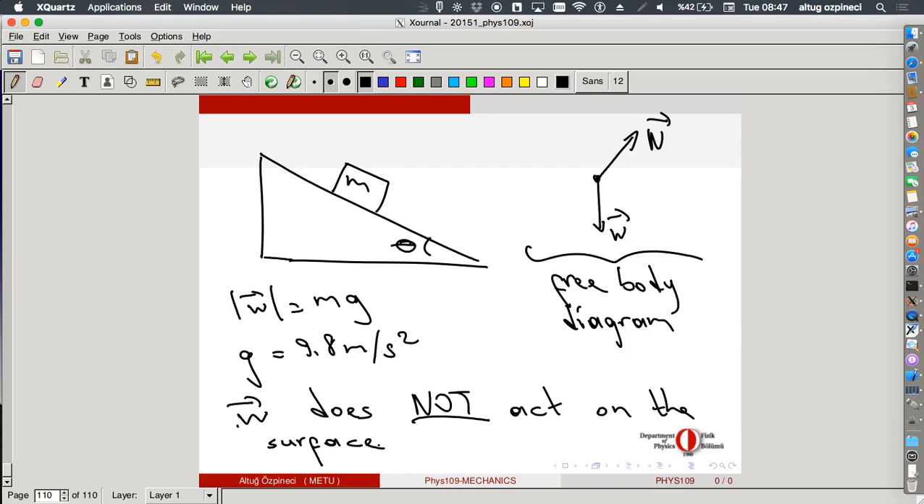No, the weight does not act on the inclined plane, never. The weight only acts on my object. Of course, it is the perpendicular component of the weight which is responsible for this normal force. But it's the normal force that is acting on my inclined plane. If you mean act, well, what do you mean by act? Exert some force. The only force that this mass exerts on the inclined plane is minus N. Nothing else.